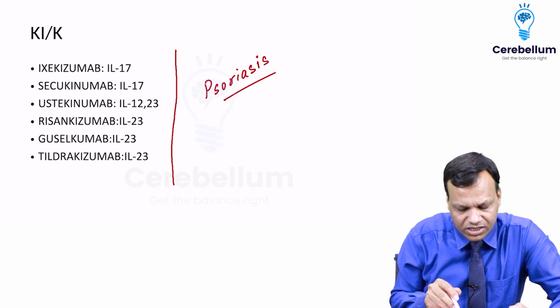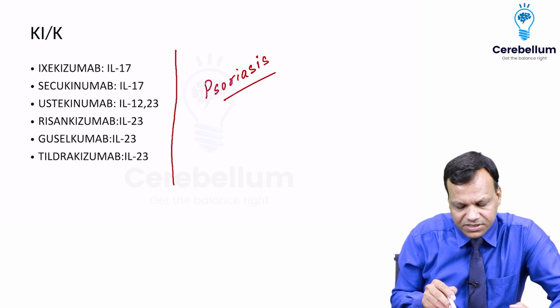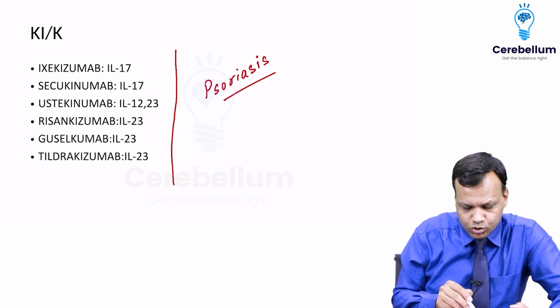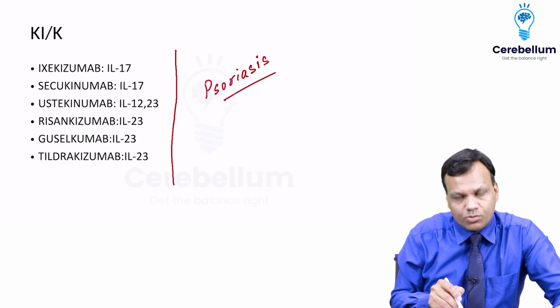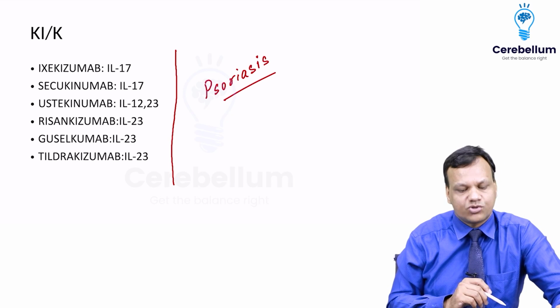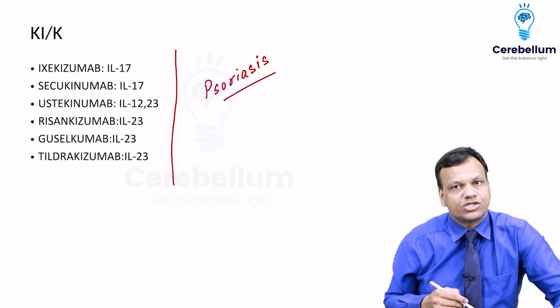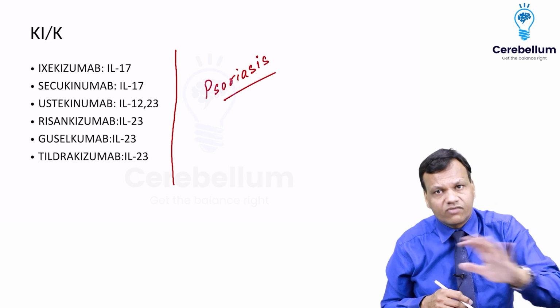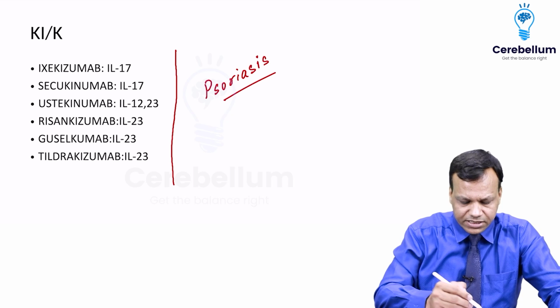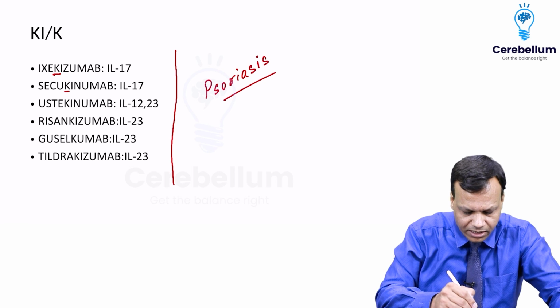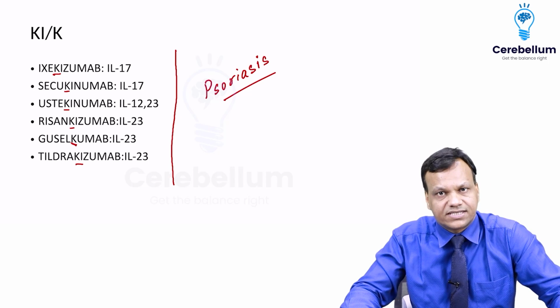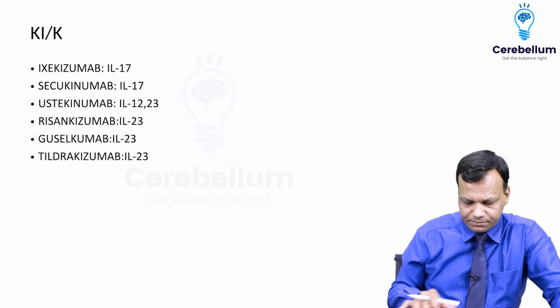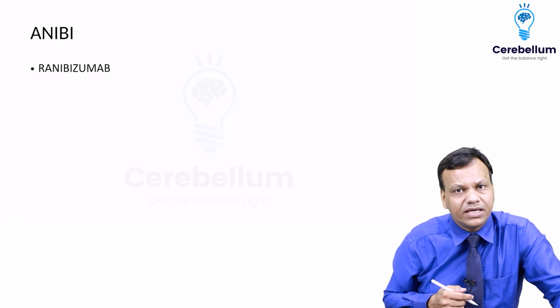Ixekizumab is against interleukin 17. Secukinumab is against interleukin 17. Ustekinumab against 12 and 23. Risankizumab against 23. Guselkumab against 23. And Tildrakizumab against 23. So I will not advise to remember any of them. Just see if they contain Ki in the name, used in psoriasis. If they are containing Ki or Ku, they are for psoriasis. Okay, no need to remember them. Next is NEB.